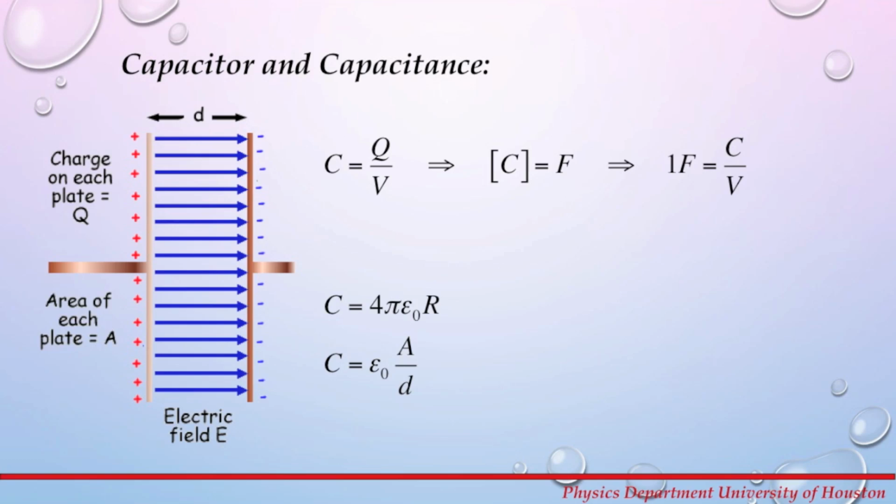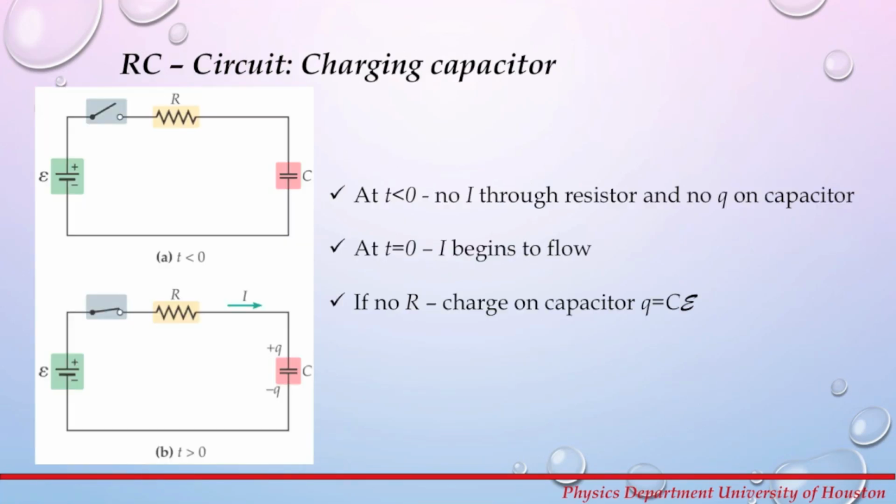A common form of energy storage device is a parallel plate capacitor. When a capacitor and resistor are connected in a circuit, we can either charge or discharge the capacitor depending on if it is already discharged or charged. Let's now take a look at a simple RC circuit.